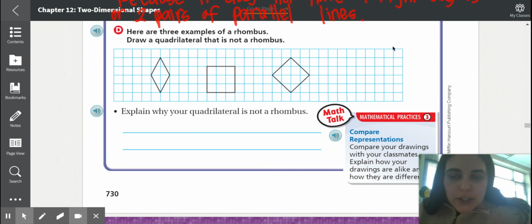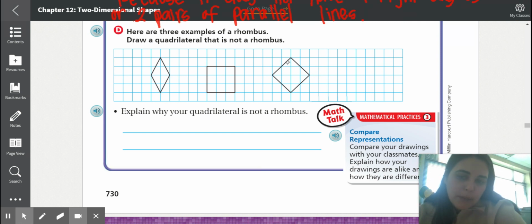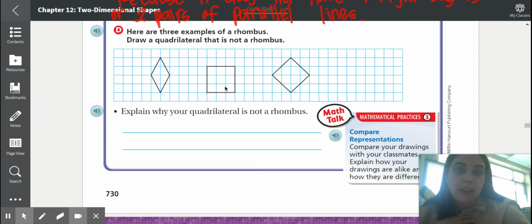Okay, moving on. Let's talk about a rhombus. Here are 3 examples of a rhombus. Draw a quadrilateral that is not a rhombus. So all 3 of these shapes have something in common. All 4 sides are the same length. If you took your ruler and measured every side on each of these quadrilaterals, they would be the same length. So we need to draw a quadrilateral that has sides that are not all the same length.